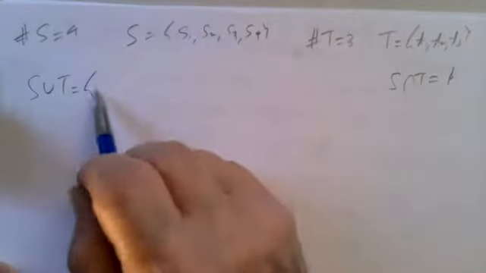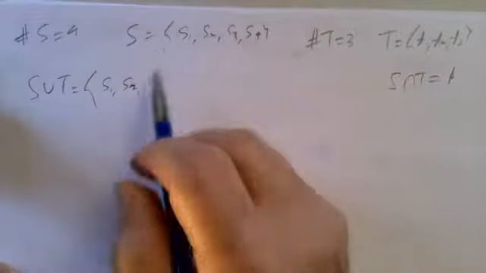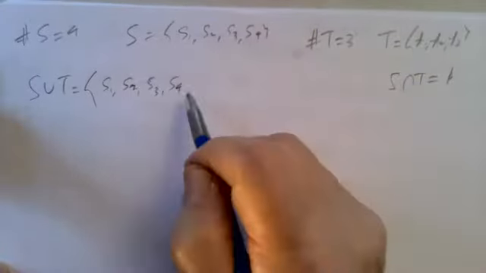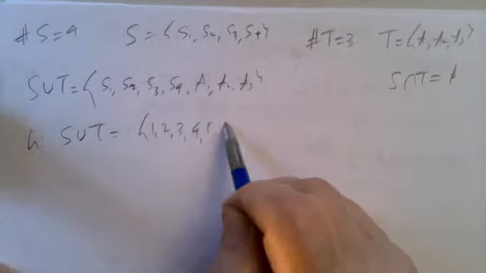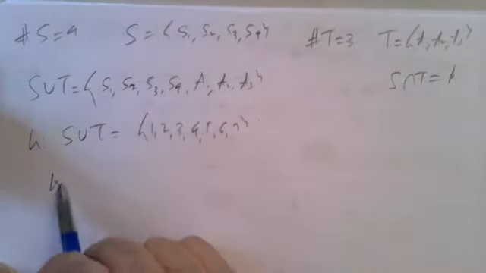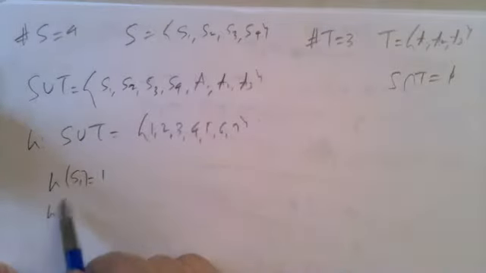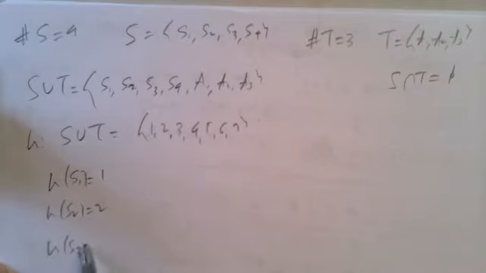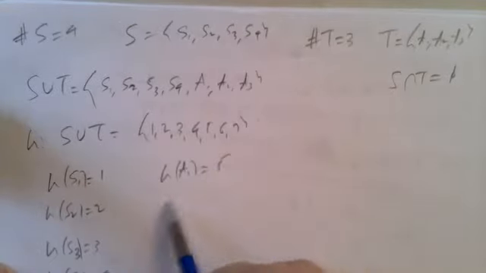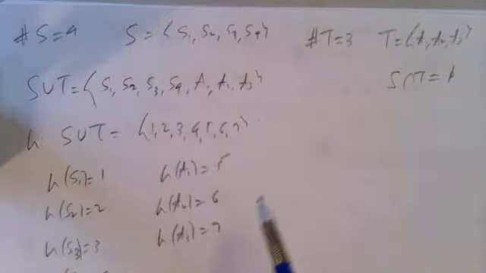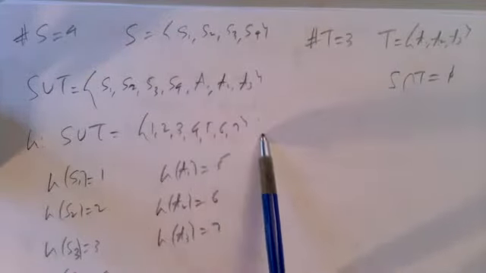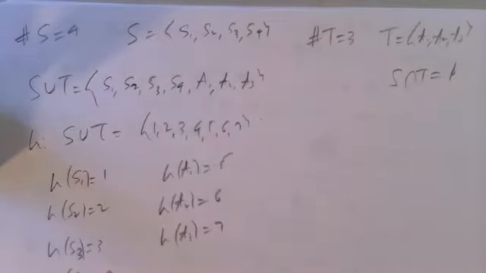So if I take the union of the sets, that's everything in here and everything in here. And I can define a function H from S union T to the set of the first seven integers as follows. H of S1 is 1. H of S2 is 2. H of S3 is 3. H of S4 is 4. H of T1 is 5, H of T2 is 6, and H of T3 is 7. So H is a function from S union T to the first seven integers, and it's defined explicitly like this.